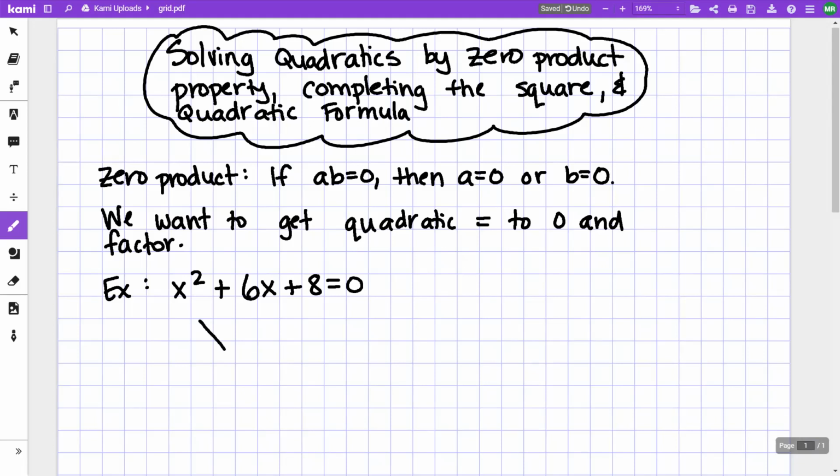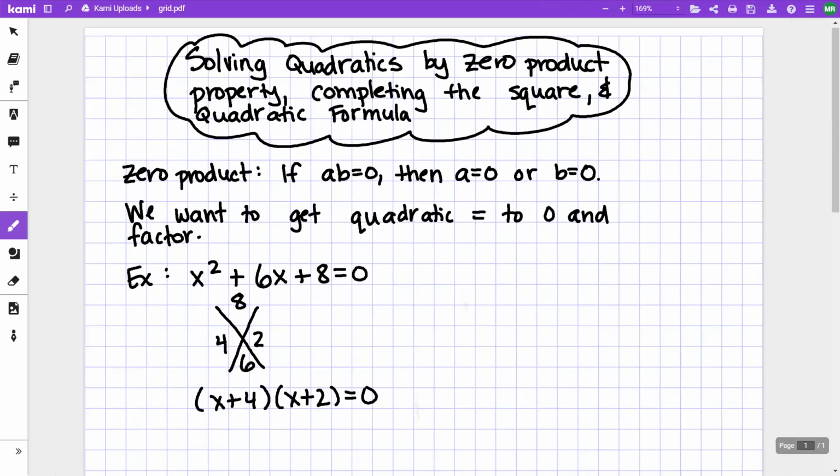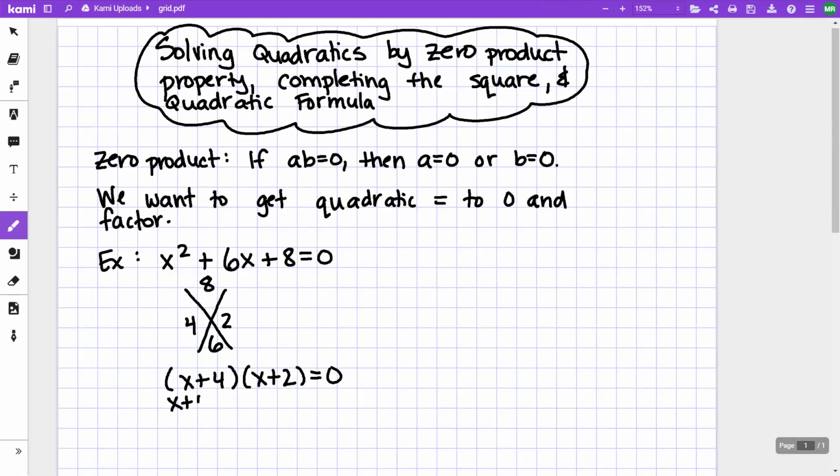This one here is just a plain old diamond. So I really want something to multiply to 8 and add to 6, which is going to be 4 and 2. So my factors are going to be x plus 4, x plus 2 equals 0. And we're going to set both of them to 0. So when I set this to 0, I'm going to get -4. When I set this to 0, I'm going to get -2. And that's our answer.